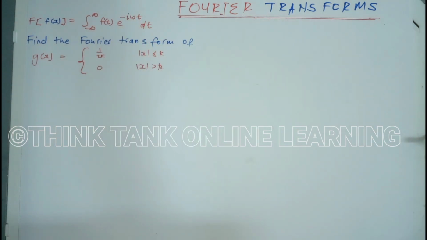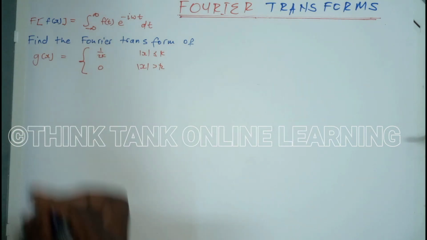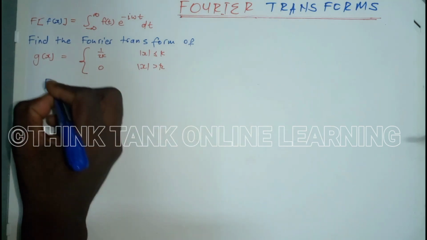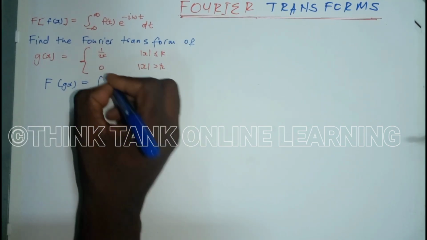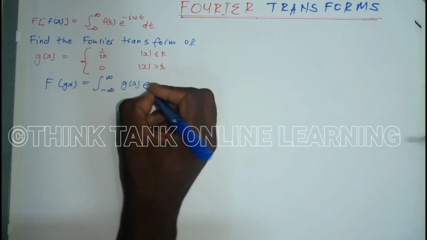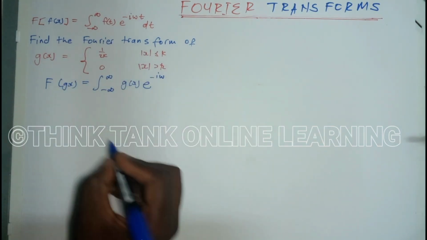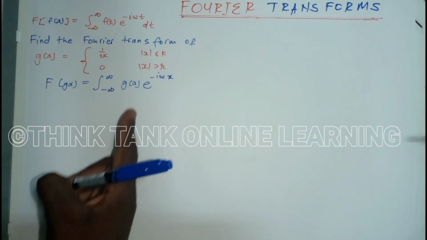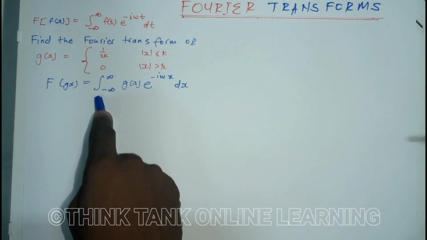Our question is: find the Fourier transform of g of x, where g of x is a composite function. This is a step up function. What we're going to do is very simple. We're just going to write our formula. I'm going to represent the Fourier transform by the capital letter F, and I'm going to say F of g of x is the integral of g of x from negative infinity to positive infinity, times e to the power negative i lambda t, but I'm going to put x since I'm choosing x to be my variable, and dx right here. But I have said we're going to integrate it from negative infinity to positive infinity.